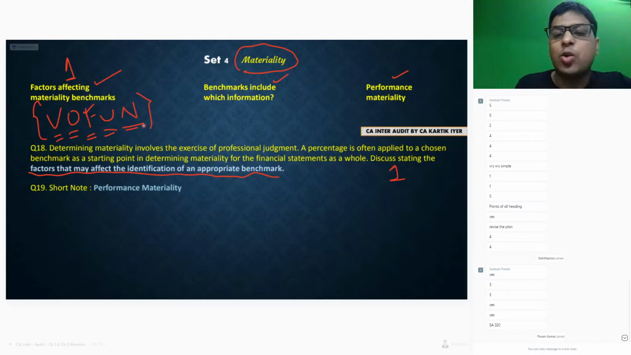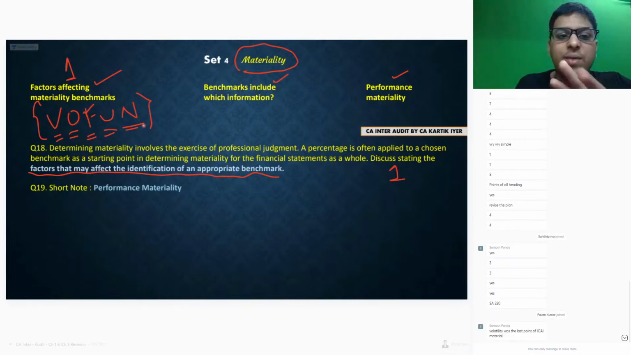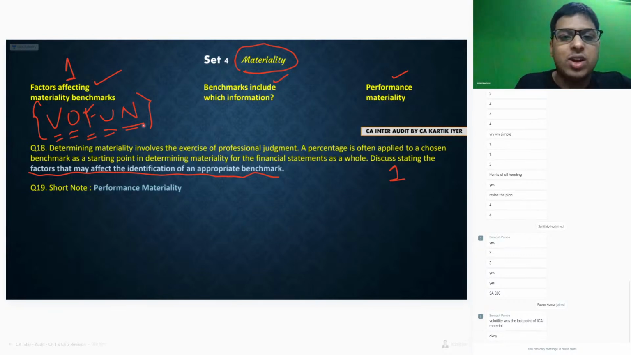So this is the answer. The code is WOFUN. Volatility, ownership and the way it is financed. Okay. Then you have financial statement elements. Then you have users attention, and finally you have nature of the entity and the life cycle of the products. Volatility was the last point of ICI material. Even if you change the points, here they will not cut the marks. Don't worry. They will not cut the marks if you change the point order. Finally, see, a short note is given on performance materiality. So that is basically this point.